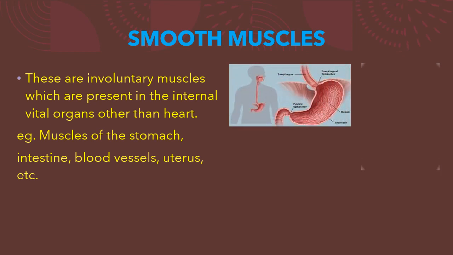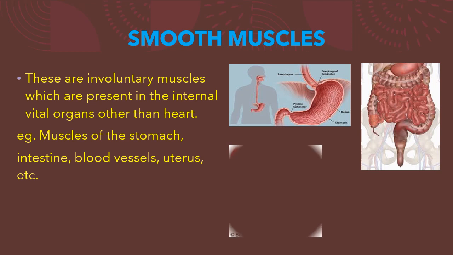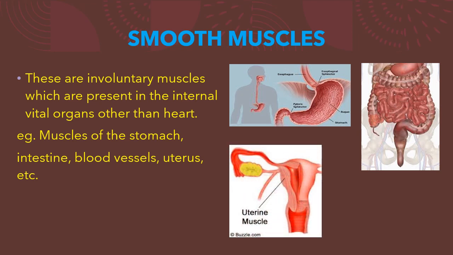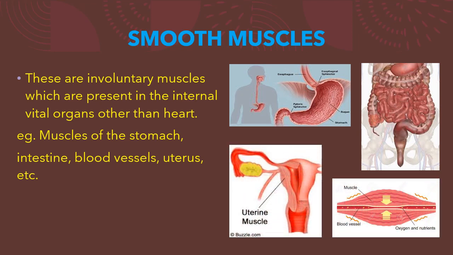So we have the muscles of the stomach, intestine, uterus, and blood vessels. These muscles are called smooth muscles. Their movements are slow and involuntary. The muscles in these body parts are involuntary, and the actions of these muscles are very slow.